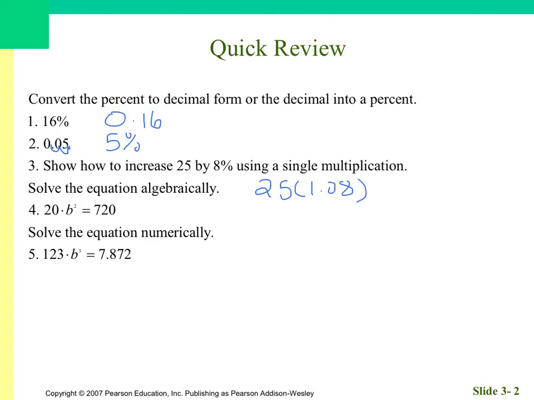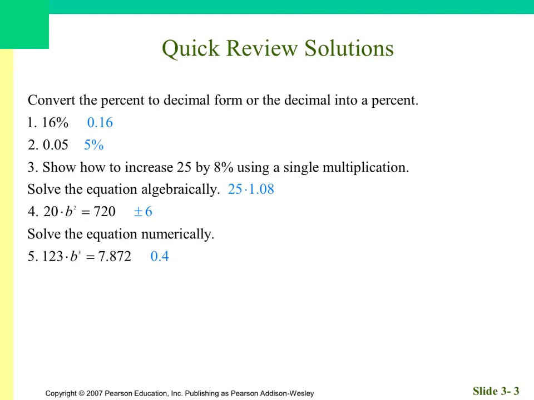Solve this algebraically. So you would get b squared equals 36, square root, b equals plus or minus 6. Solve this numerically, so 7.872 divided by 123, take the cube root of that. B equals 0.4. Let's see if we're right. There we go.